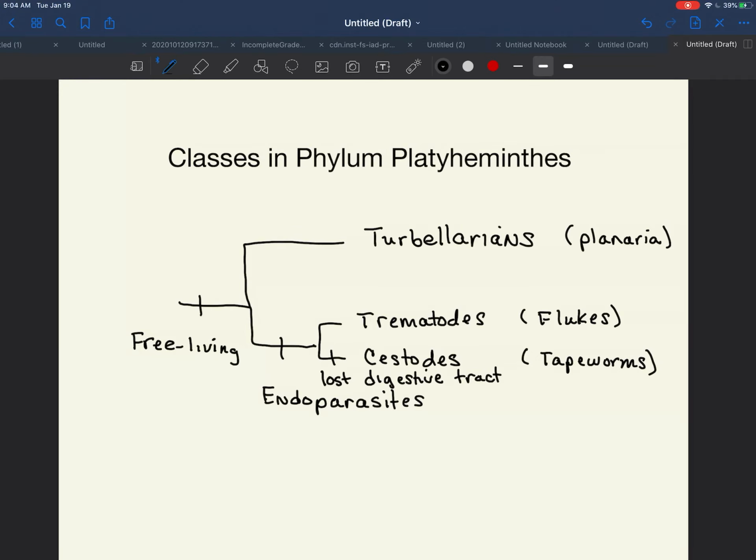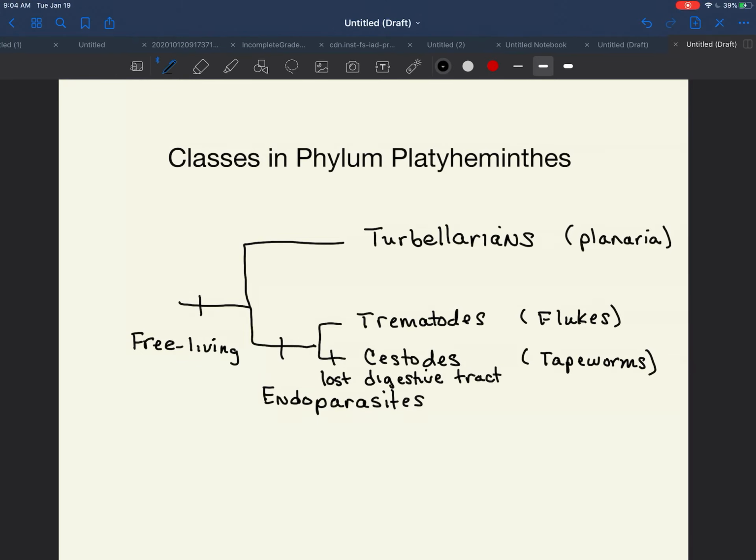And remember, one of the advantages of being flat-bodied is that you have a large surface area to volume ratio. So that means that you could absorb stuff easily through the surface of your body. So that's probably an advantage to having a flat body and being a parasite, is that you can absorb stuff across the surface of your body.